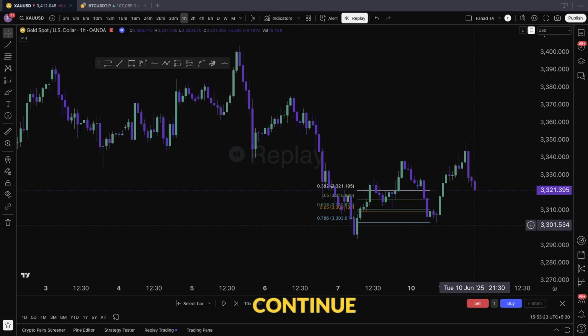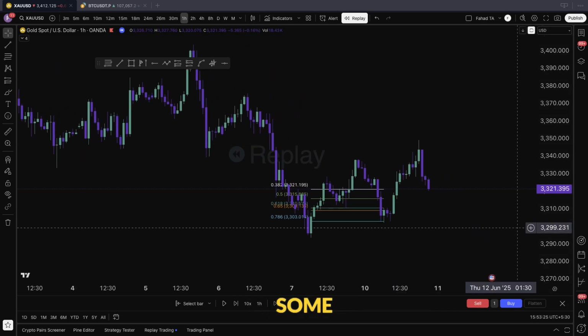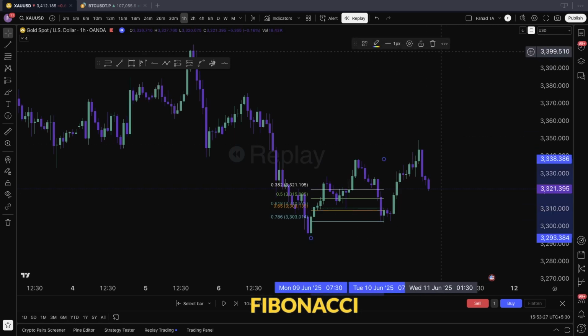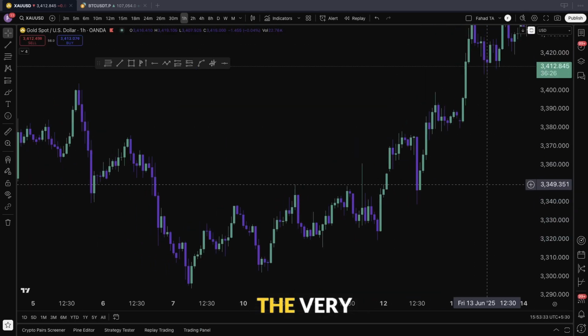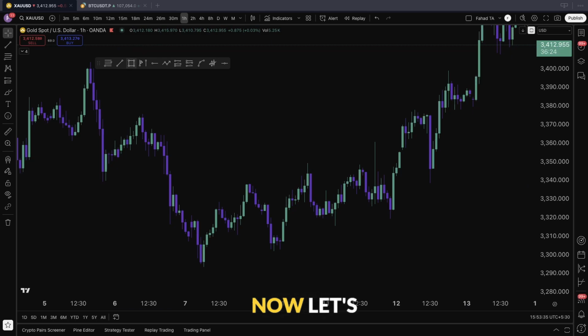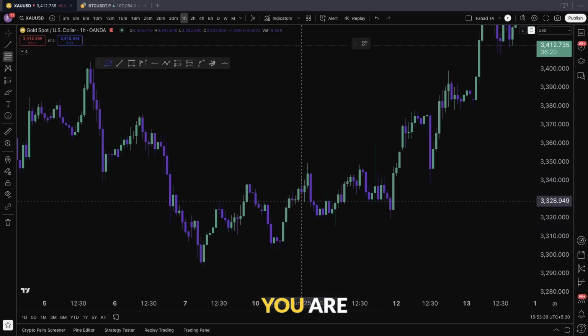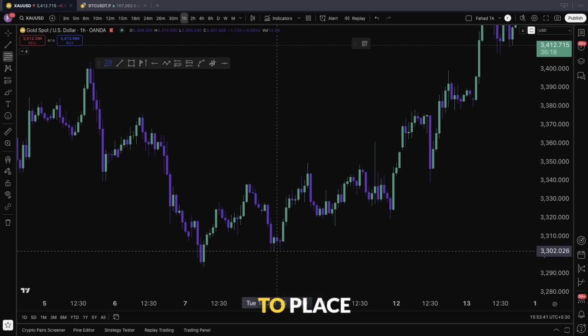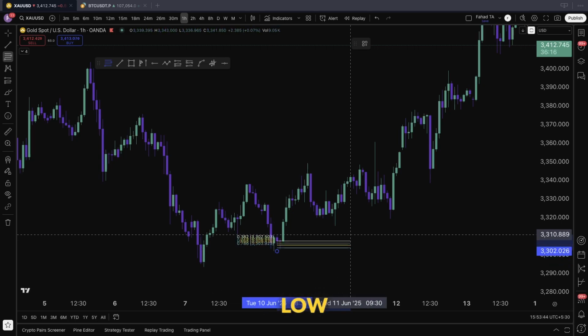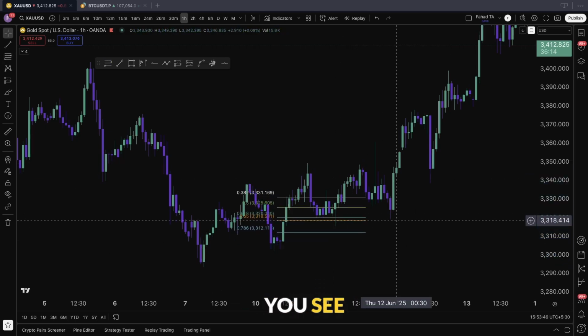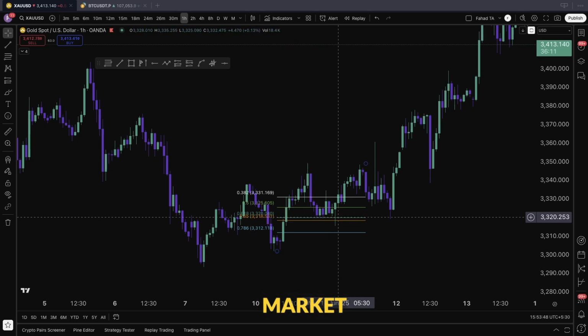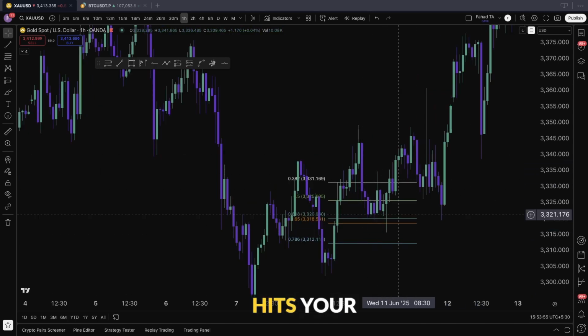Now let's try to continue this. Let's see some more examples of how you place your Fibonacci tools. That was the very first example that I gave you guys. Now you got that retracement, so again you are expecting the market to continue. So you want to place your fib below the previous low and the current high, and you see exactly the market came to your level of the Fibonacci, which is at 0.68 and 0.65. It just hits your fib level and continues towards the upside.